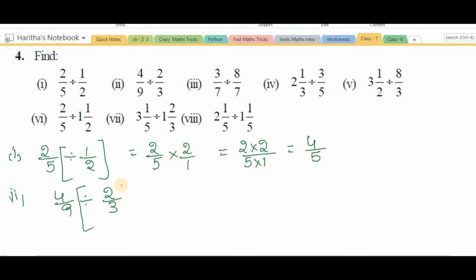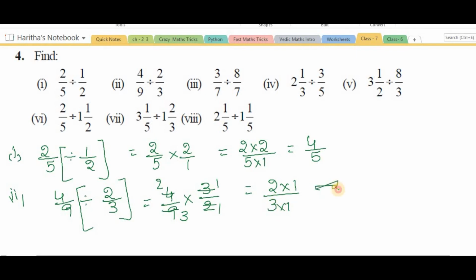And now the second question, 4 by 9 divided by 2 by 3. So take the reciprocal of 2 by 3. 4 by 9 into the reciprocal of 2 by 3, which is 3 by 2. So here cancellations are there. 2 1s are 2, 2 2s are 4, 3 1s are 3, 3 3s are 9. And now no more cancellations. 2 into 1 by 3 into 1. 2 1s are 2, 3 1s are 3.